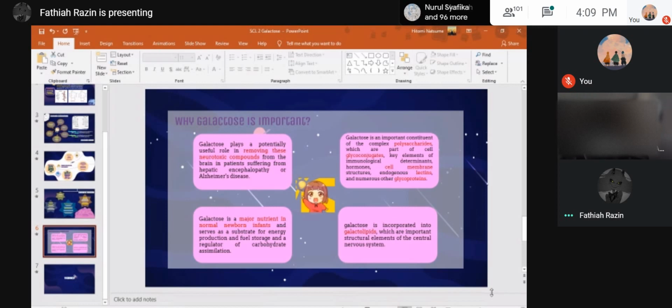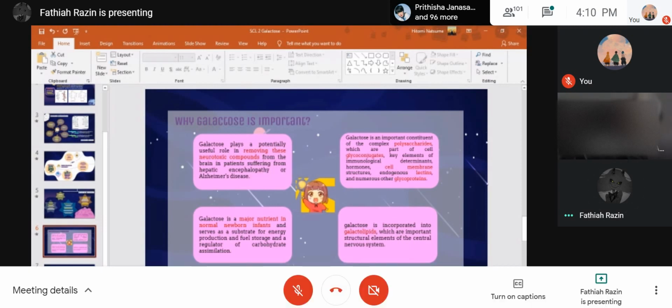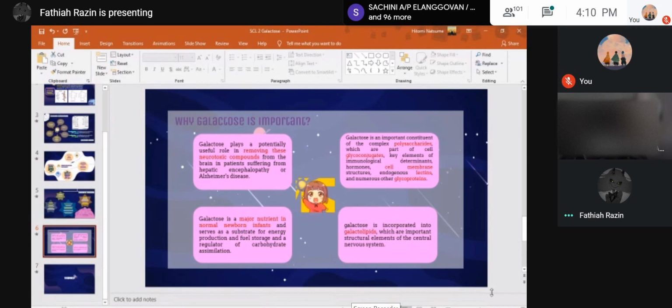The third one is that galactose is an important constituent of complex polysaccharides, which are part of cell glycoconjugates, key elements of immunological determinants, hormones, cell membrane structure, endogenous lectins, and numerous other glycoproteins. And the final one is that galactose is incorporated into galactolipids, which are important structural elements of the central nervous system. That's all from us.